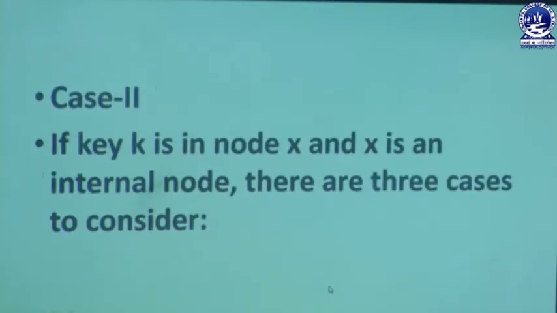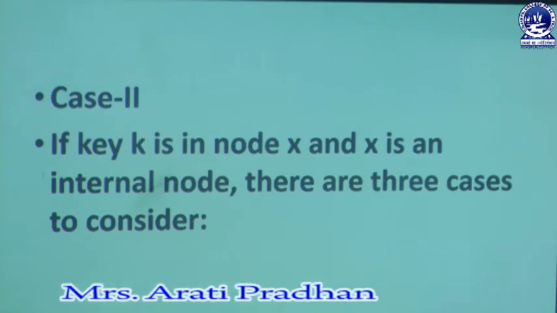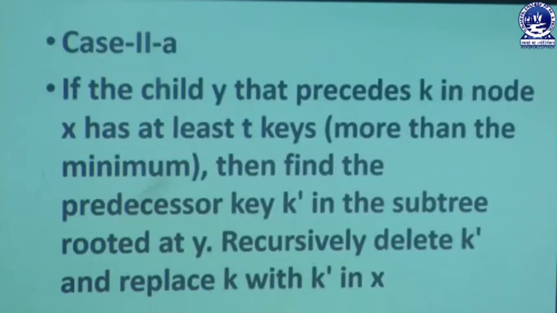Now we will discuss case 2. If key k is in a node x and x is an internal node, there are 3 cases to consider. What are those? One by one we will discuss. The first case, case 2a: if the child y that precedes k in node x has at least t keys, it means more than the minimum, then find the predecessor key, that is k dash, in the subtree rooted at y. Recursively delete k dash and replace k with k dash in x.